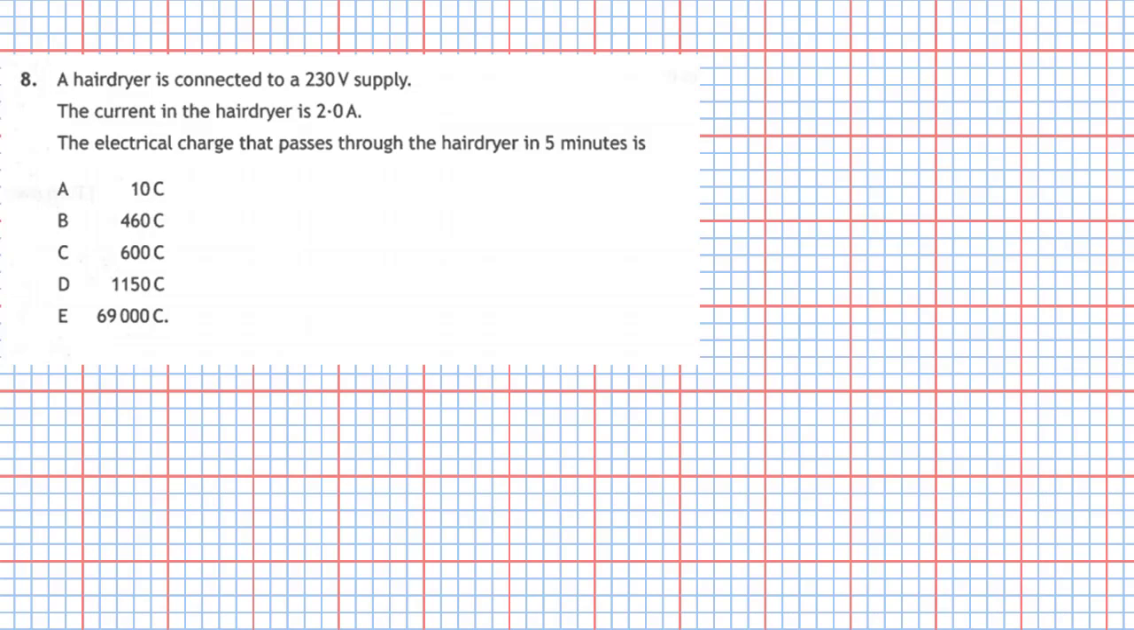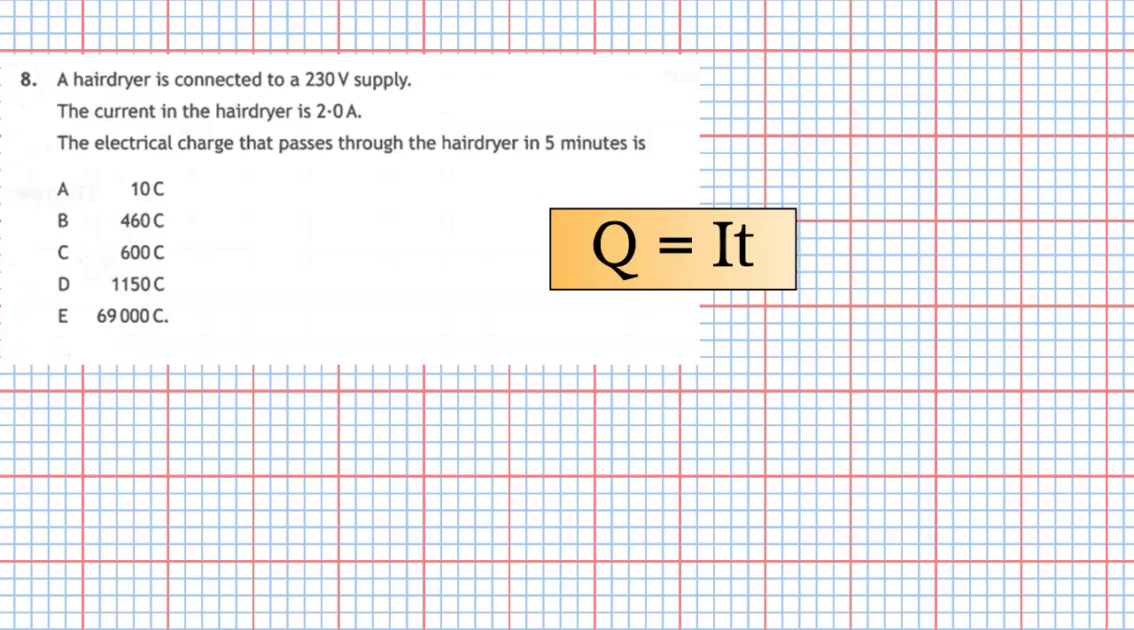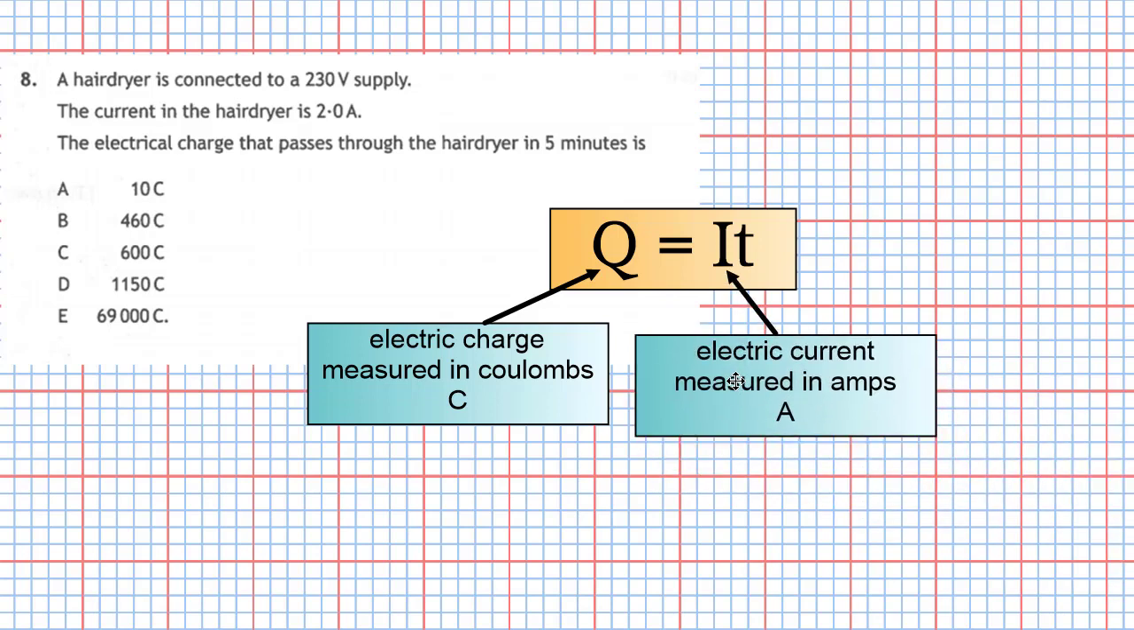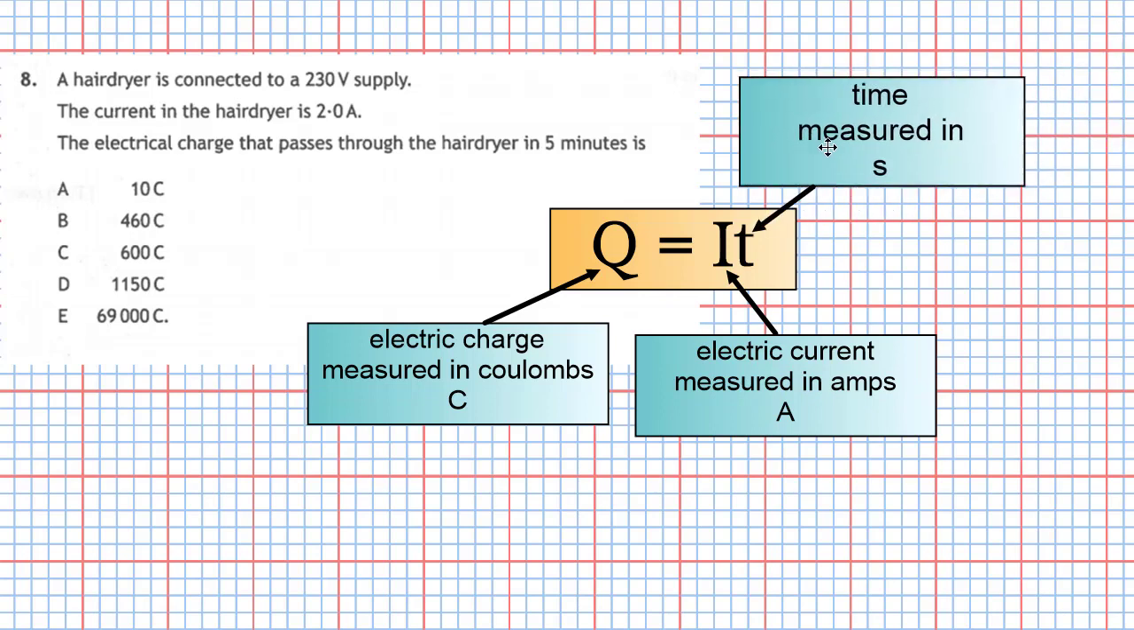Now the key equation here from the relationship sheet is Q equals IT. And we have to know what each of these symbols mean. We know that Q is the electric charge measured in coulombs, and that's what we're after. I is the electric current, measured in amps, which we have in the question. And finally, T stands for the time, which is measured in seconds. So we're looking for electric charge. It's a simple case of plugging in the numbers and calculating what Q is.